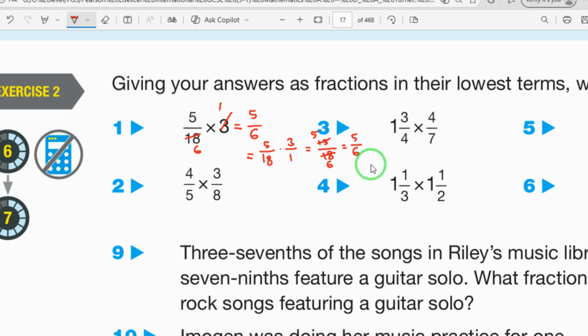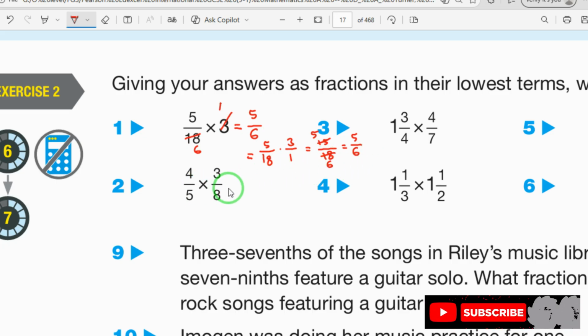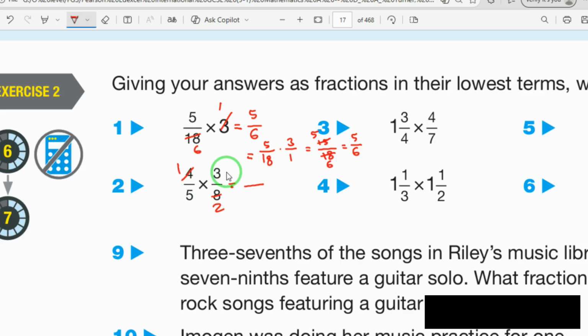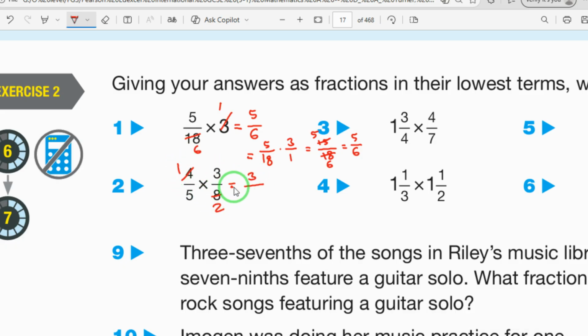Okay, and we come to question number 2 here. In question number 2, you can simplify 1 times 4 and 2 times 4 is 8. Then we simplify 1 times 3 is 3 and 5 times 2 is 10. This is the final answer. Come to question number 3 here.